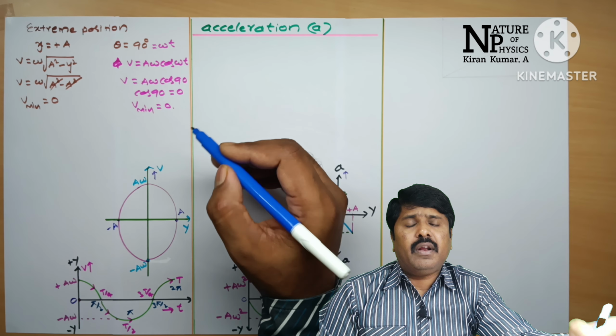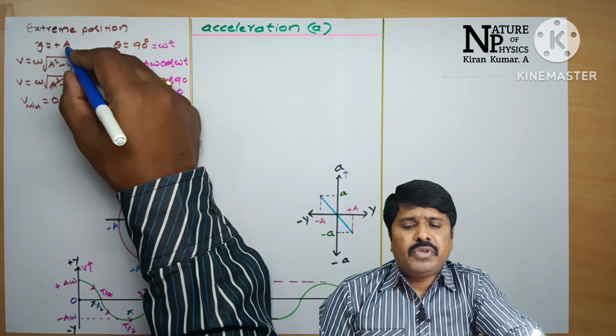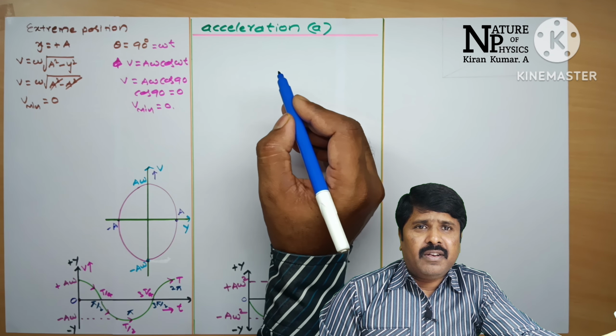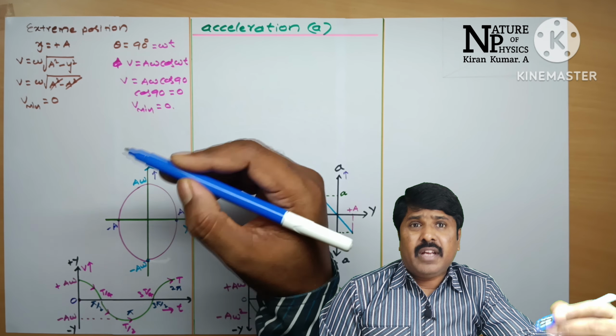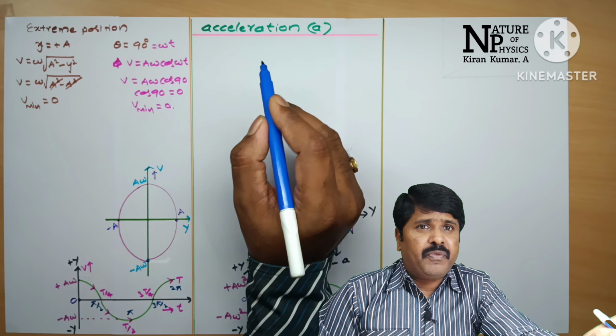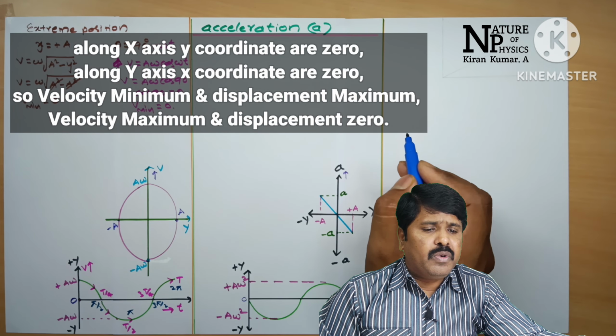Whenever displacement is maximum, at the extreme position velocity is equal to 0. Whenever displacement is 0, the velocity is maximum. Once again repeating, okay? So next I am going to write acceleration.